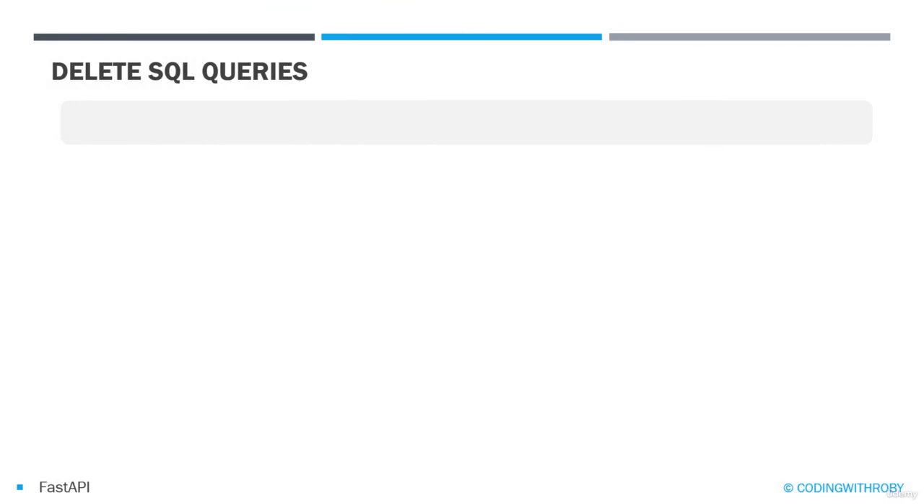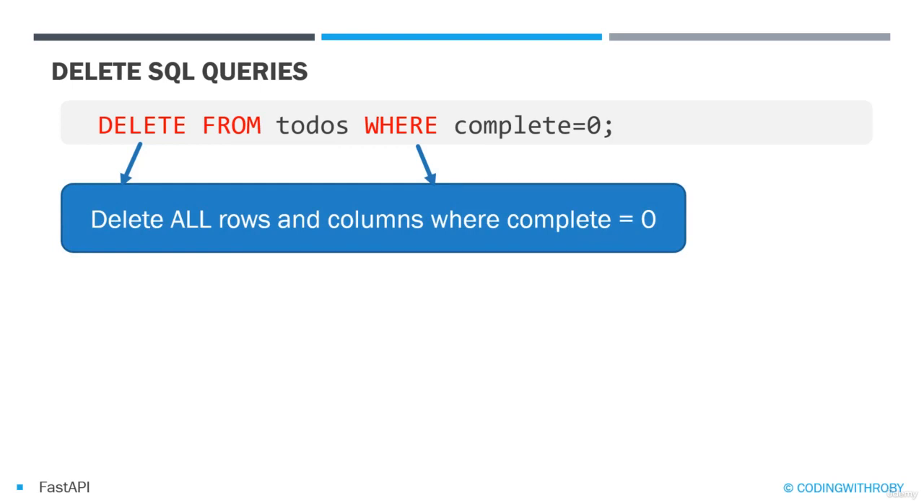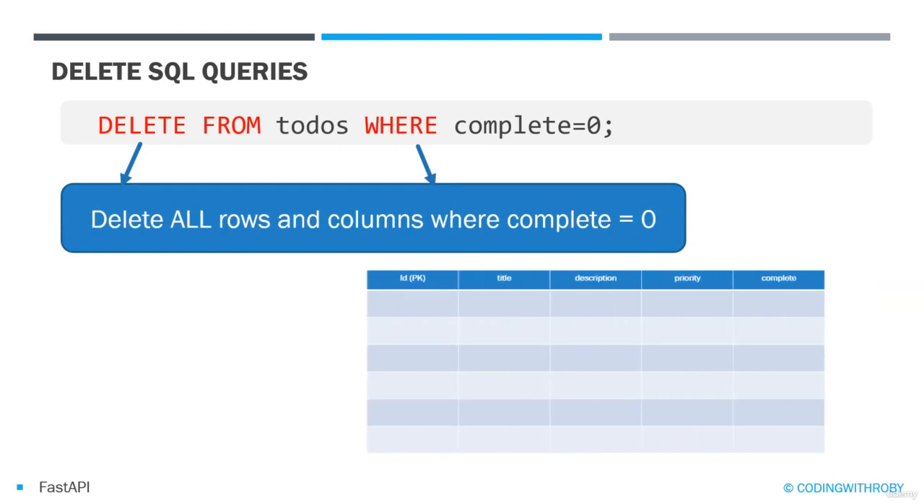And as always, you do not have to delete based on ID or a primary key, even though it is significantly more safe. We could write delete from to-dos where complete is equal to 0. This will delete all rows and columns where complete is equal to 0. So if we did not change any of our complete areas to true, we would essentially erase and delete our entire database. This is the risk in using the delete functionality when not using it by a primary key to delete a specific record.